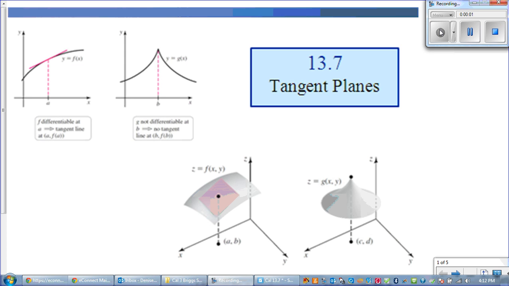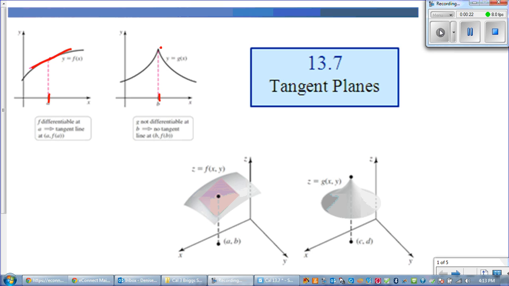Recall back in Calculus 1, a function f is differentiable at a point A if there was a tangent line to the curve at the point A, f of A. Now, a function g is not differentiable at B if there was no tangent line at the point B, f of B.